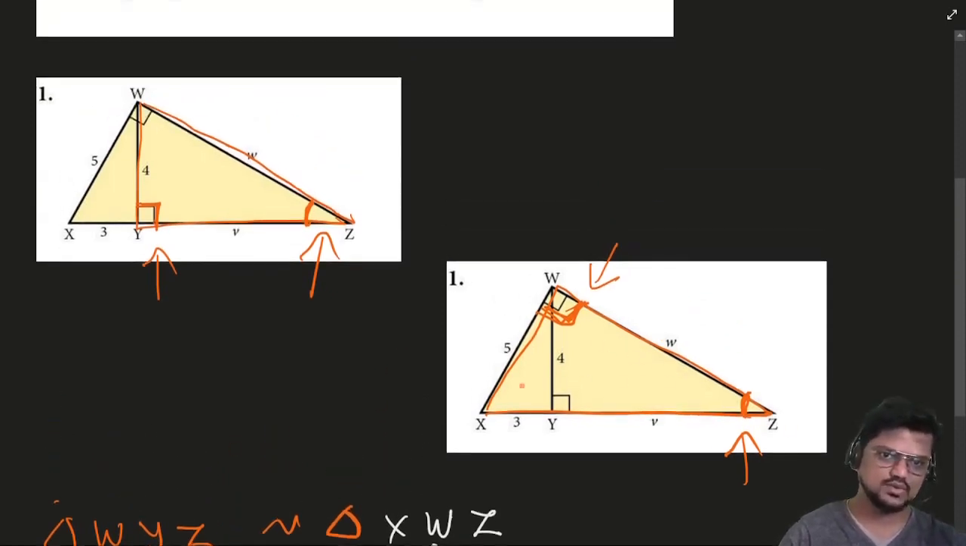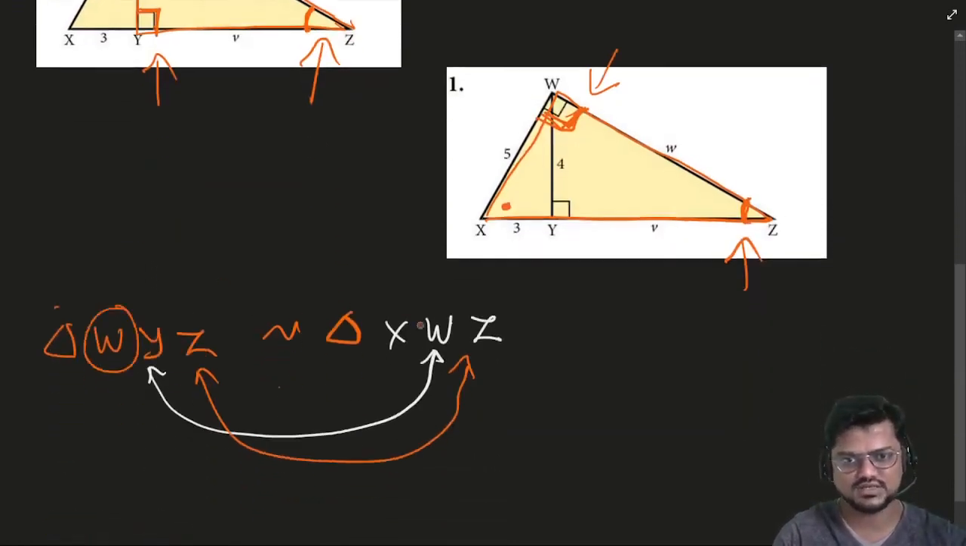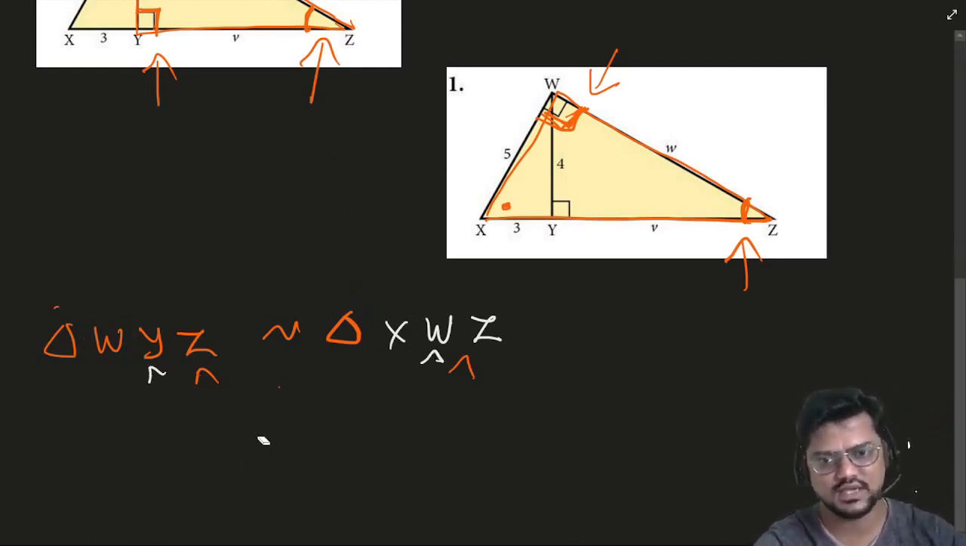If these two angles are equal, this angle and this angle have to be equal because this is the third angle of the triangle. So angle W and angle X are equal, so they are also at the same position. Therefore, writing the triangle in this sequence is right. Got it?